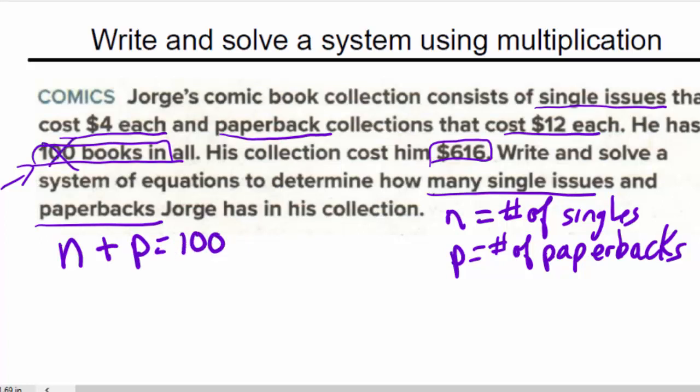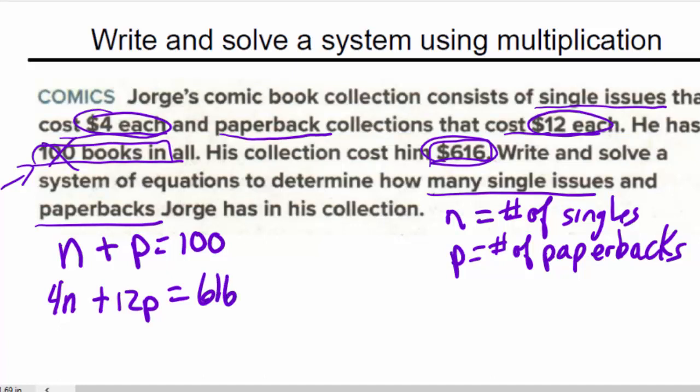So I took care of this 100, but I also have this total of 616. Well, that total comes from the cost or the value of the singles, and the singles were $4 each, so the singles are going to be 4 times N. And to that, I'm going to add the value from the paperbacks, which is $12 each, so 12p. And the total cost of those two should equal 616. That's the information that was given.